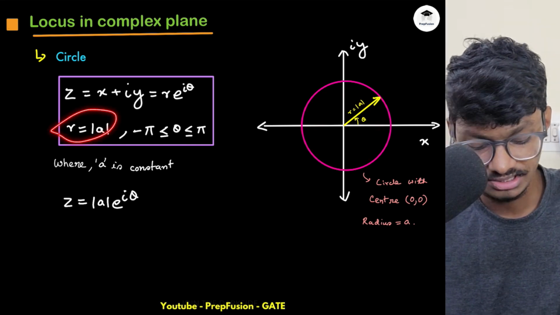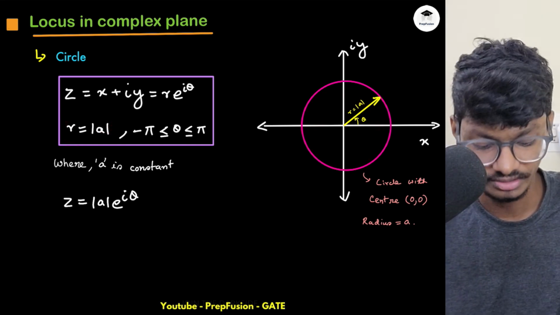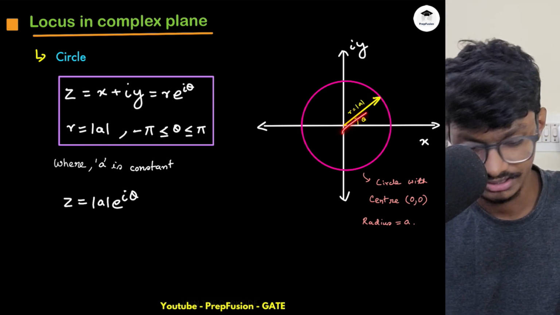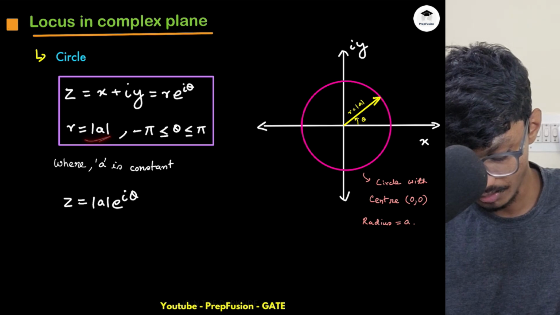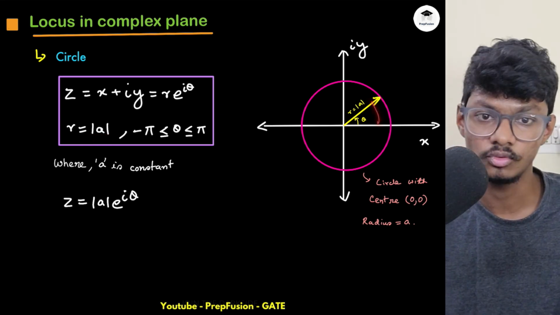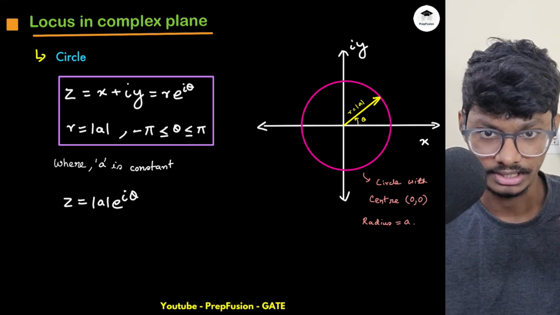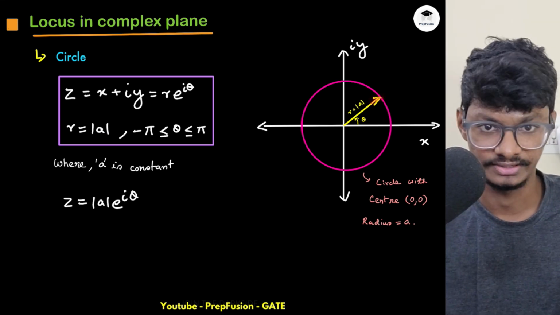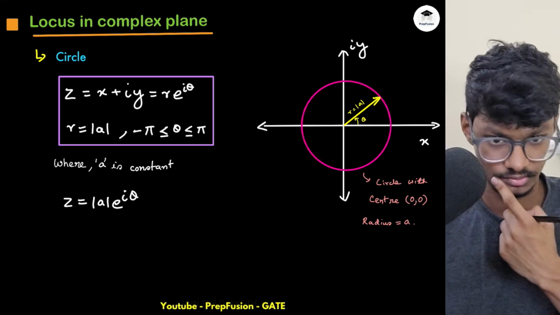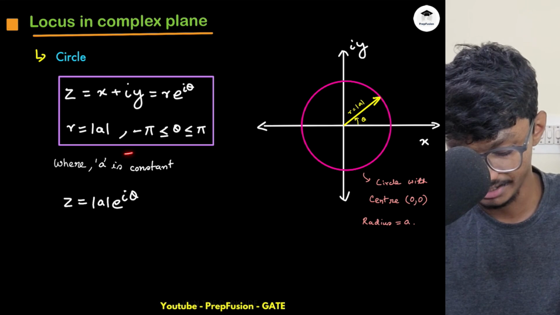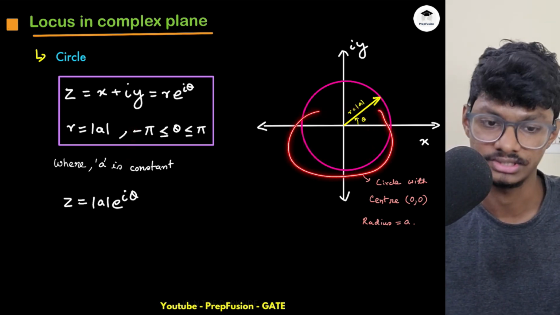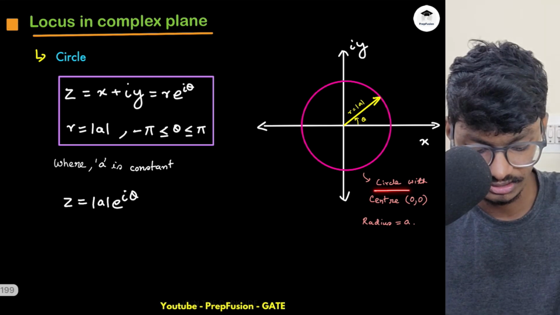And R is what? R is the magnitude of A. So it will be simply the distance from the origin, which will be constant. Here in our case, R is constant, but theta is varying. So as R is constant, the radius is constant, but theta is varying. So I will get a what? A circle. I will get a circle in the anti-clockwise direction, as it is going from minus pi to plus pi. If it had gone from plus pi to minus pi, I would have got a circle in the clockwise direction.